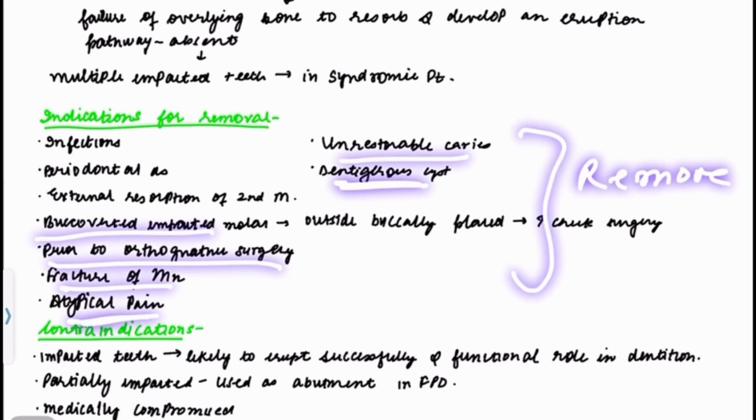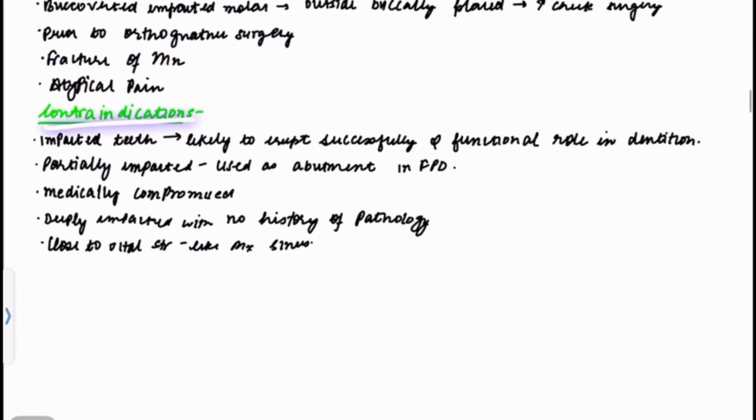But there are some cases in which we will not remove the tooth. For example, if that impacted tooth is likely to erupt successfully and function in the dentition, that is, we can see that in some amount of time this tooth can erupt to its normal physiologic position, then we will not extract it. Then partially impacted teeth can be used as an abutment in an FPD. Then a medically compromised patient, if there is a deeply impacted tooth with no history of pathology, and if it is close to vital structures, for example, the maxillary sinus.